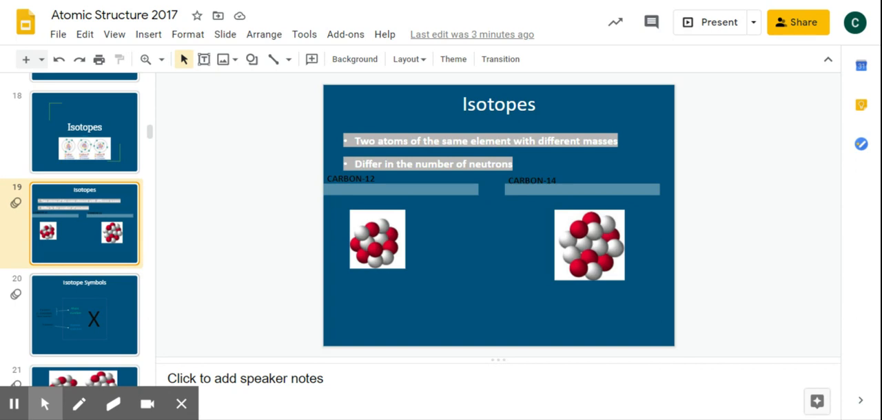But what is different is not the protons. Protons are the same. They both have 6 protons. But the number of neutrons is different. You'll see the number on the right has more neutrons, which are the white, while still having the same number of protons, which are the red.